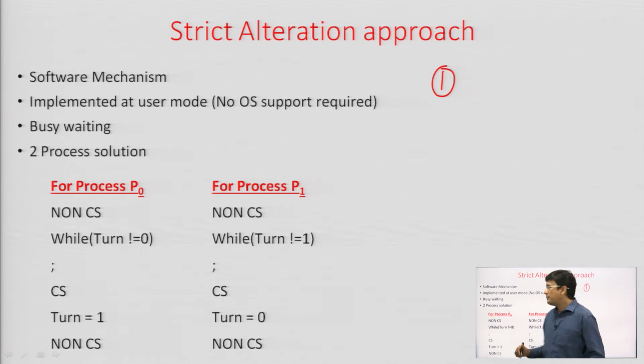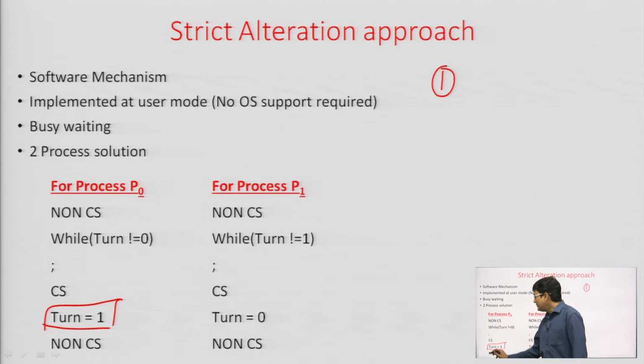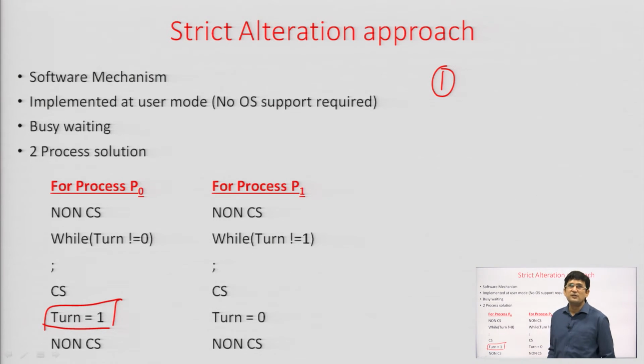Here is the solution for the P0 process. Let us take a turn variable. If the turn value is 0, it means process 0 will execute. After executing, the P0 process sets the value of turn as 1. It means now it gives the chance to process number 1 to enter the critical section.